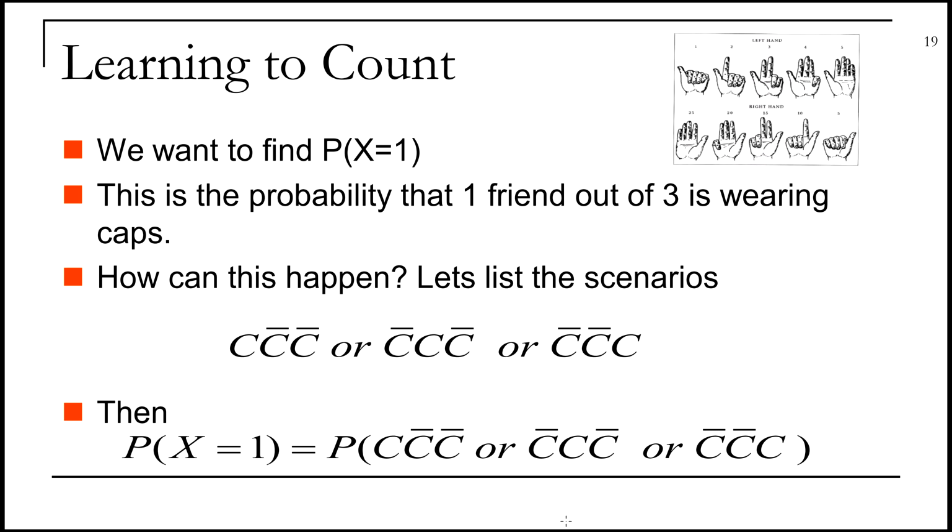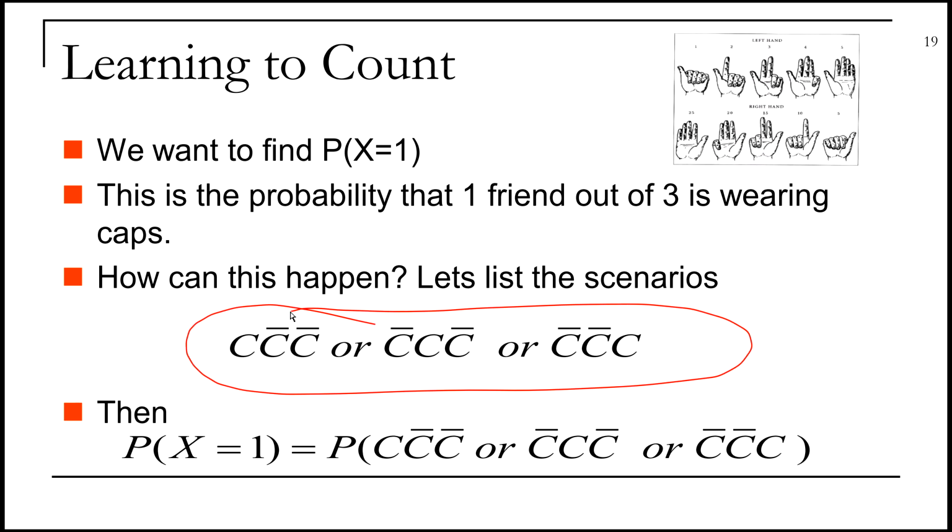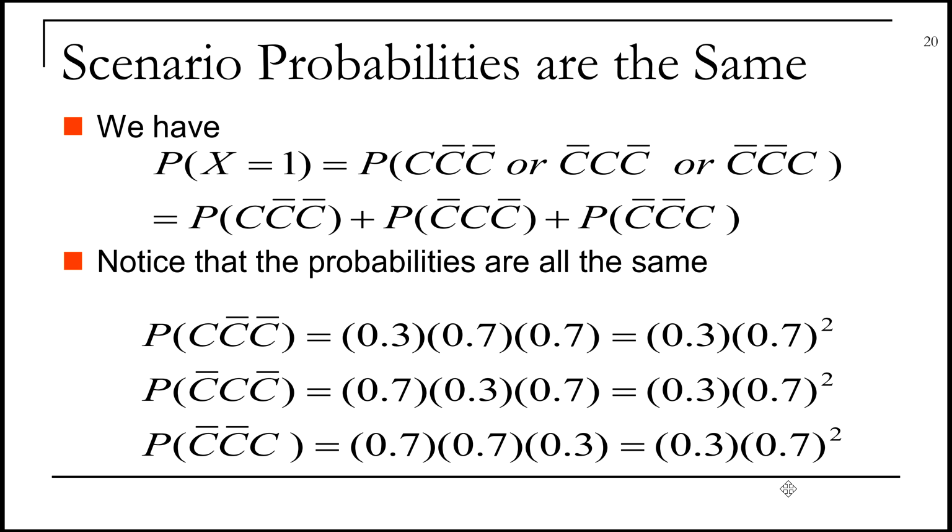We want to find the probability X equals 1. That's the probability one friend out of 3 is wearing a cap. So it could be the first one is, the next 2 are not. The first one's not, the second one is, the third one is not. The first one's not, the second one's not, the third one is. There are 3 different scenarios for how you can have one person out of 3 wearing a cap. The probability that one person out of 3 is wearing a cap is going to be this, or this, or this. And we just add them up.